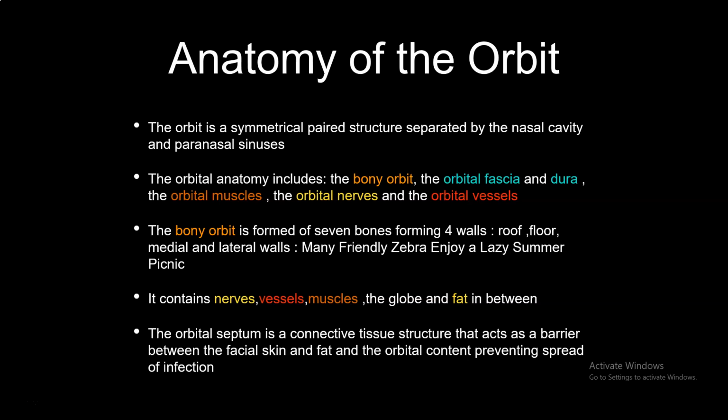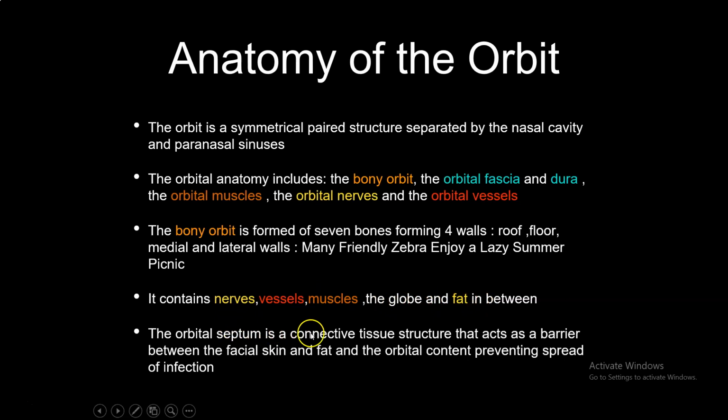The bony orbit is formed of 7 bones, forming the 4 walls of the orbit: the roof, the floor, the medial and lateral walls. You can remember the 7 bones by "many friendly zebra enjoy a lazy summer picnic." This is the maxillary, the frontal, the zygomatic, the ethmoidal, the lacrimal, the sphenoidal, and the palatine. And it contains nerves, vessels, muscles, the globe, and fat in between.